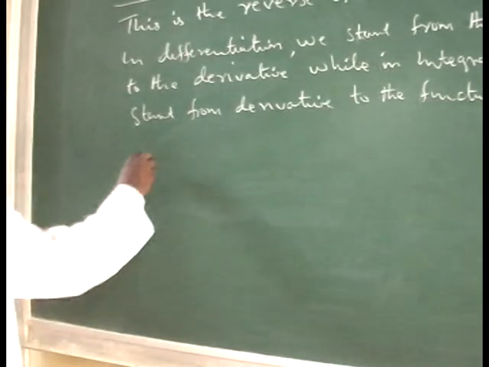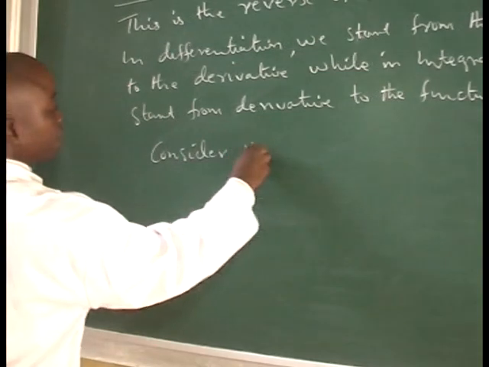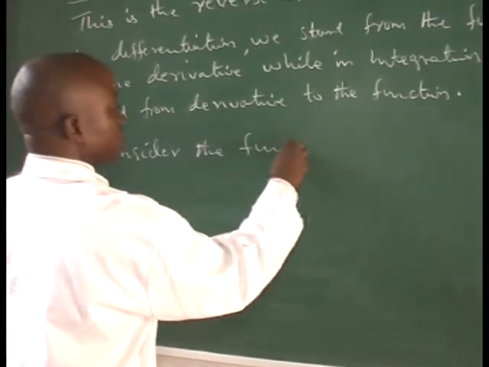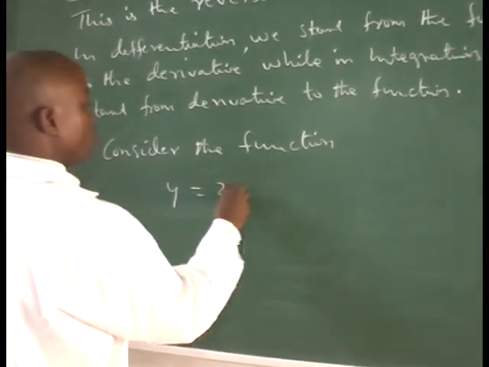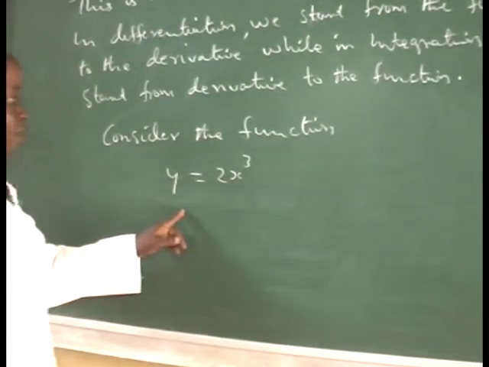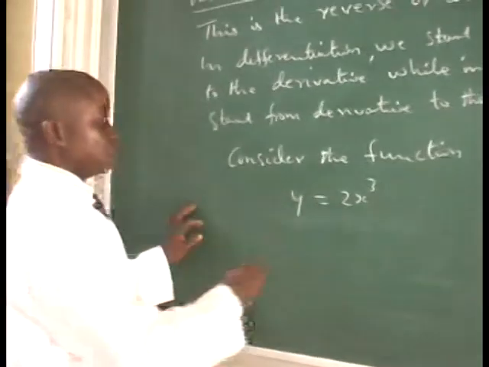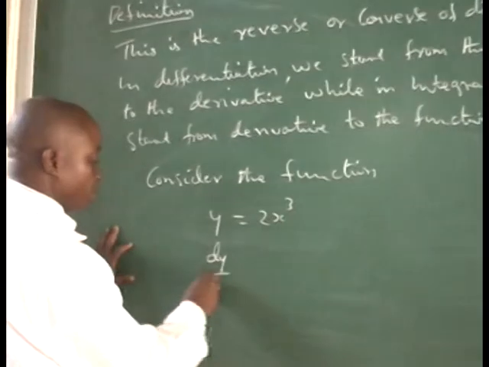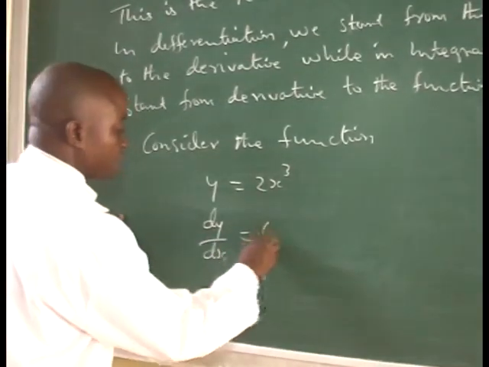Now, I'd like you to consider the function y is equal to x cubed. If I differentiate this function, we agree that dy/dx will be equal to 3x squared.